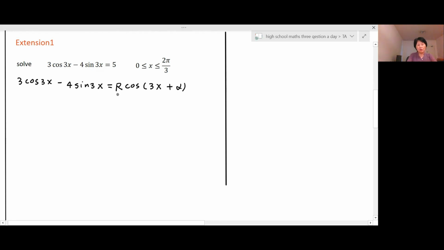Okay, so now I want to find the r. This r will be equal to this number squared plus this number squared, then square root. Of course 3 squared plus 4 squared, so will be equal to 5. Take the square root, then go to 5. So 5 cosine.